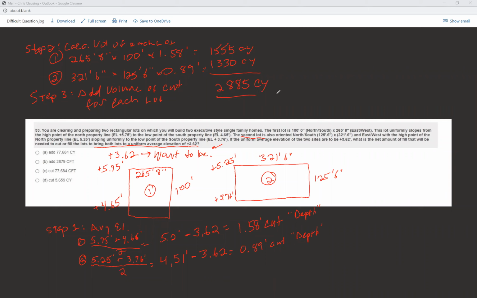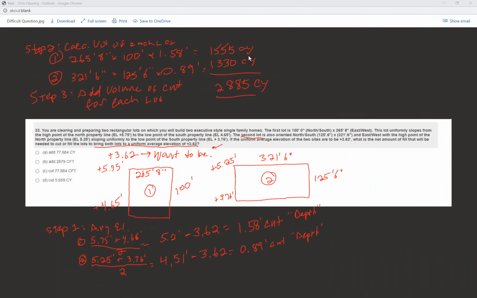Now, let's go to the answers and see if any of these are cubic yards. Okay, 77,684 cubic yards. Nope. 2879, kind of close, but look at that. That's in cubic feet. This is in cubic yards. So no. 77,684 cubic feet. No. And 5659 cubic yards. No. So, maybe we made a mistake. But remember, we can always convert this to cubic feet if we want to. So the calculator is a little finicky on this.